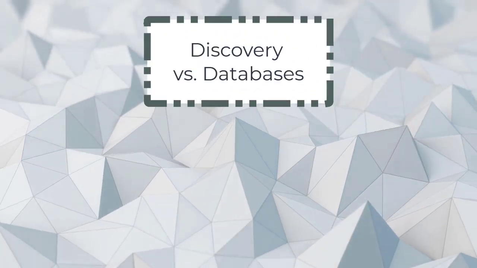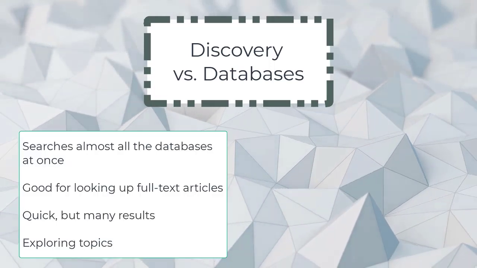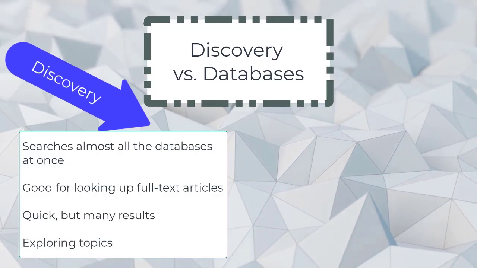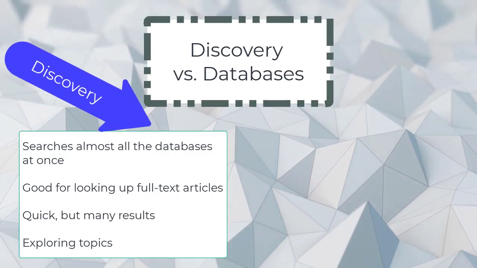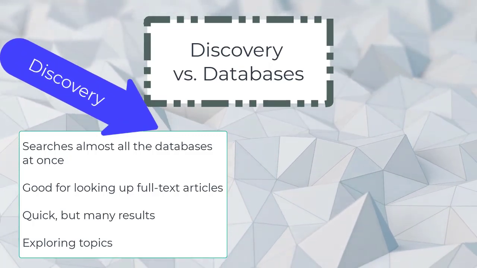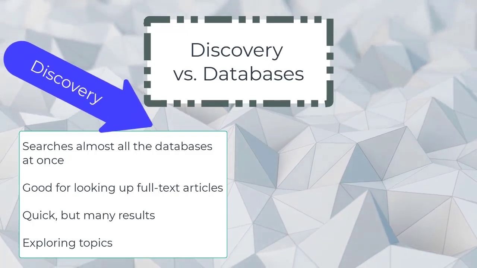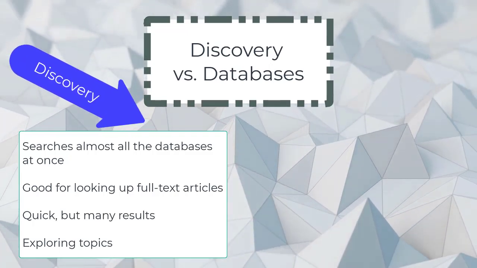Let's recap. Why would you use Discovery versus a database? Discovery searches all the databases at once. It's good for looking up a full text article if you already know the citation you're looking for and you just want to read it. It's really quick, but it gives you a lot of results. And finally, it's good for exploring topics that cover a wide range of disciplines.